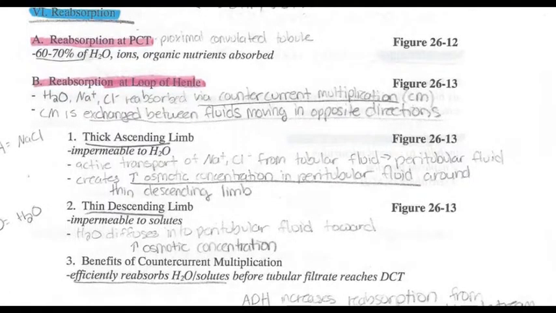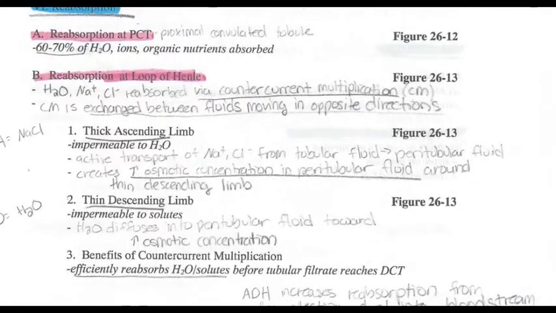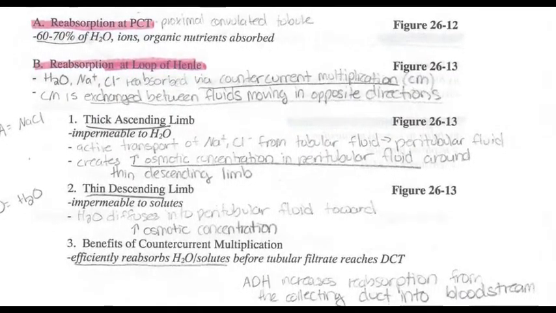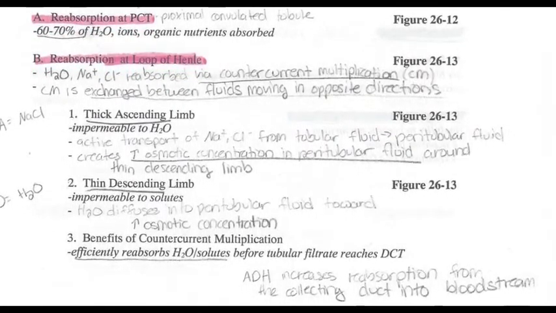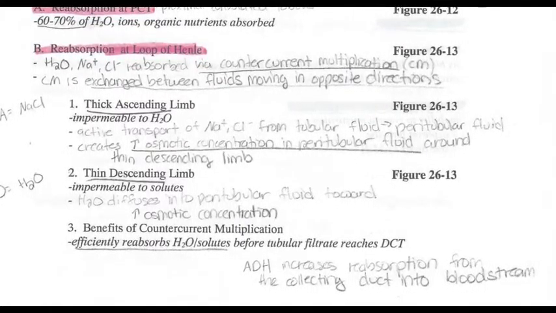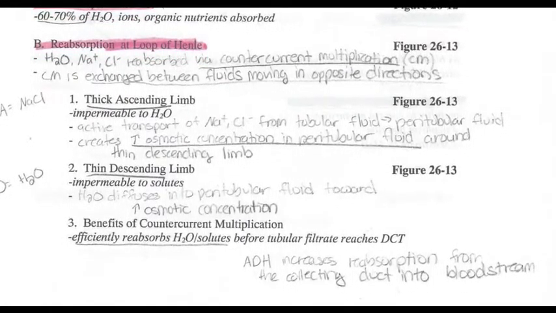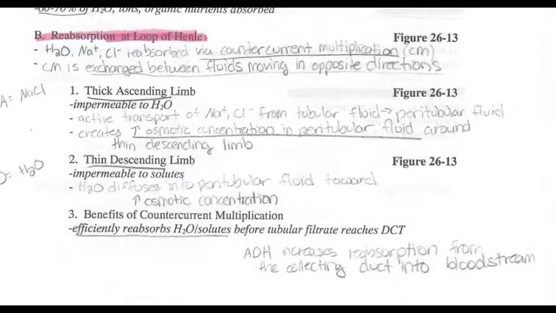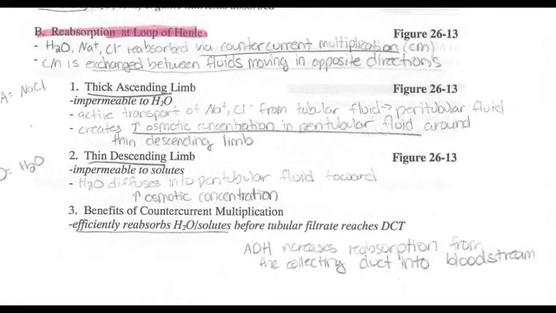The thick ascending limb of the loop of Henle. This is impenetrable to water. The thick ascending limb is responsible for the active transport of sodium and chloride from tubular fluid to peritubular fluid. It creates an increase in osmotic concentration in the peritubular fluid around the thin descending limb.